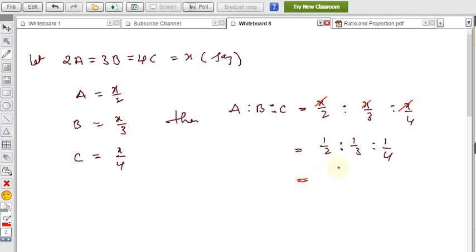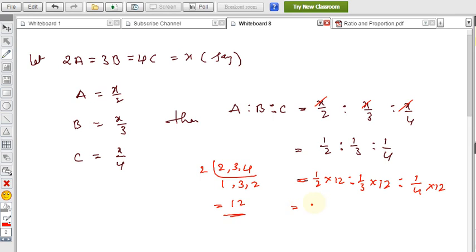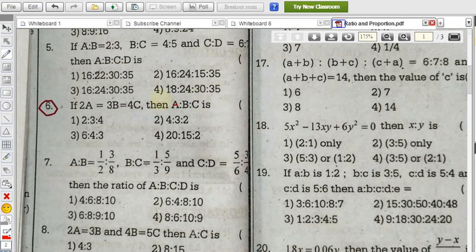Now 1 by 2, 1 by 3, 1 by 4. So what number should we multiply? Take the denominators 2, 3, 4 only and find the LCM. 2 3s are 6, 6 2s are 12. So 12 is the LCM. Then multiply every number with 12. So 1 by 2 into 12, 1 by 3 into 12, and 1 by 4 into 12. This is 6 is to 4 is to 3. After cancellations, 6, 4, 3 have no common factor to cancel. So 6 is to 4 is to 3 is the answer.